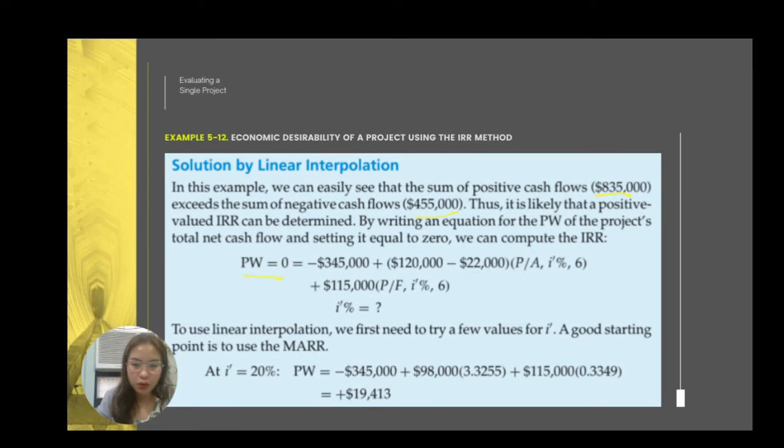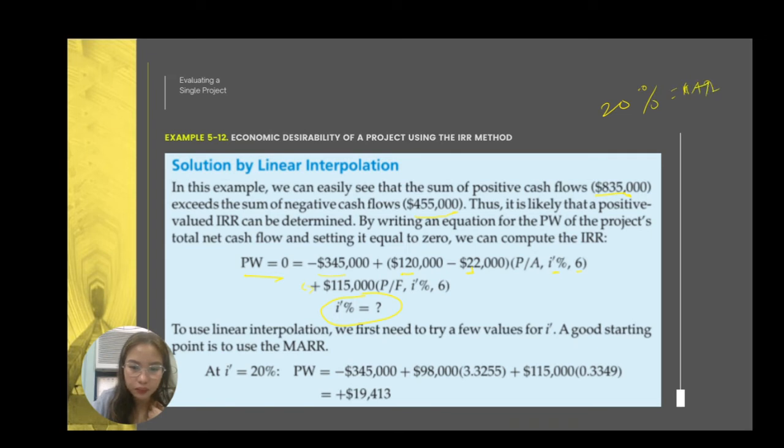We have the PW computation: minus 345, the capital investment requirement, plus the 120, the annual revenues, minus the 22,000 additional annual expenses for the 6 years, at i prime percent. To use linear interpolation, we need first to try a few values for i. A good starting point is to use the MARR, which is 20%.